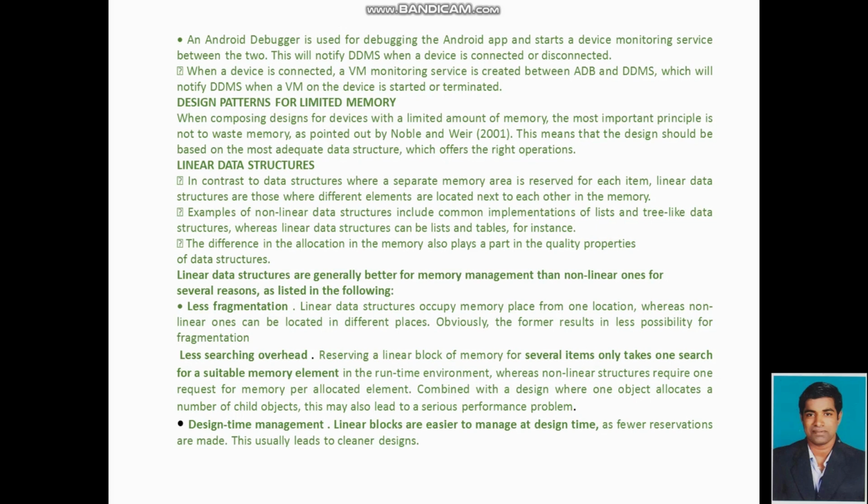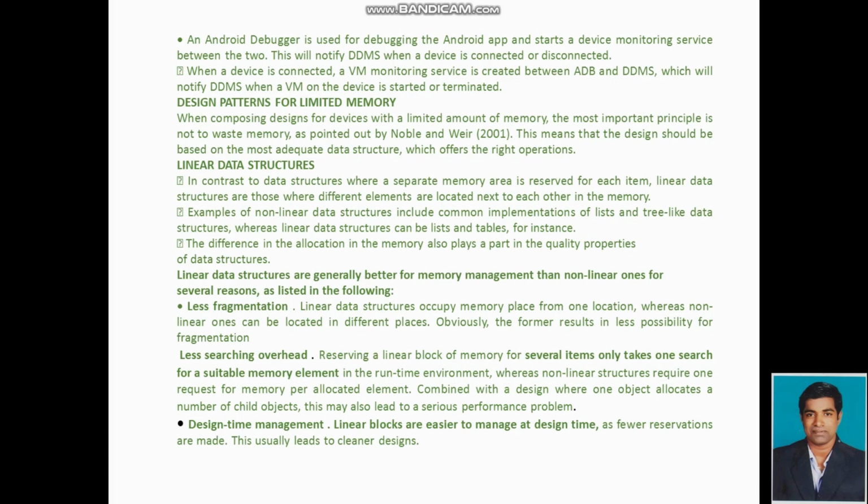The first data structure is the linear data structure. In contrast to data structures where a separate memory is reserved for each element, linear structures are those where different elements are located next to each other in the memory. Examples of nonlinear data structures include common implementations of list and tree-like data structures, whereas linear data structures can be lists and tables, for instance.